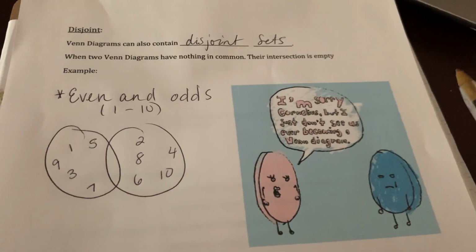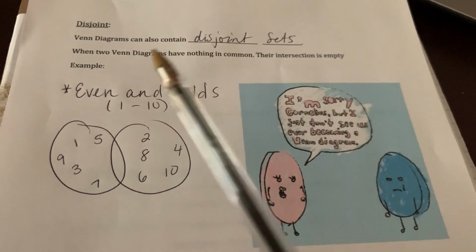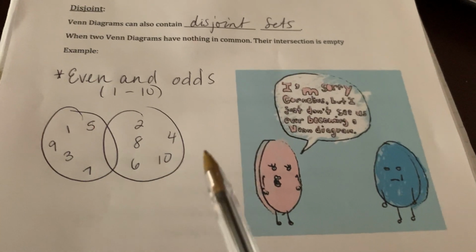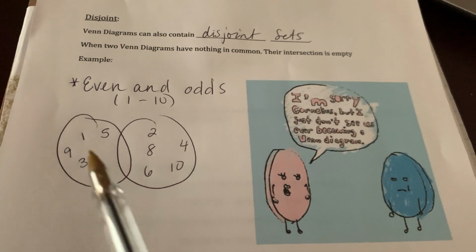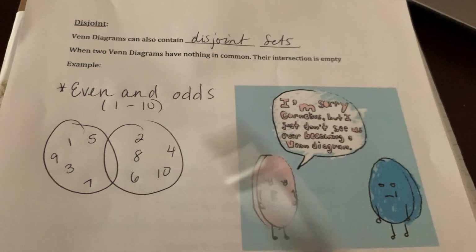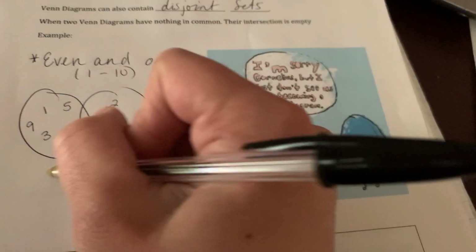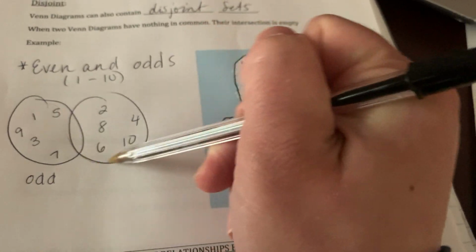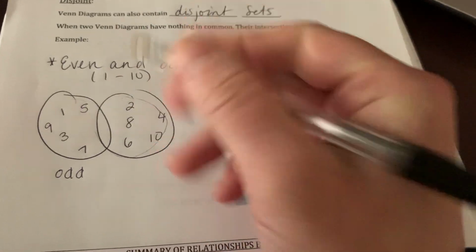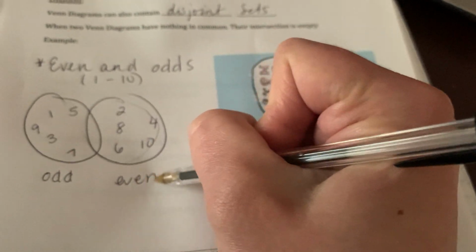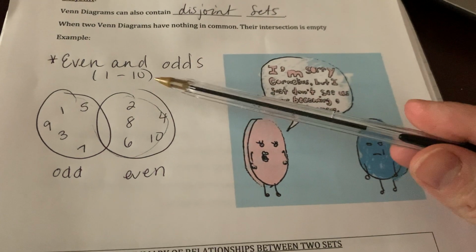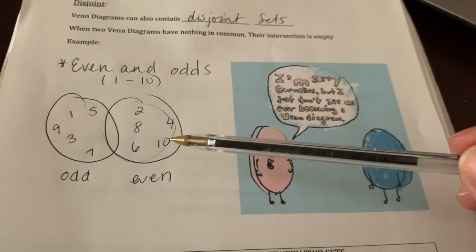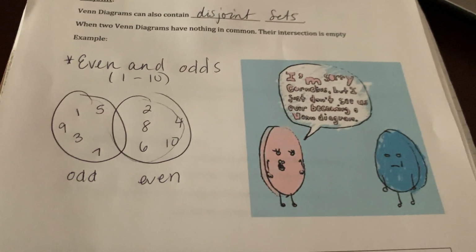Okay. Disjoint sets are when two Venn diagrams have nothing in common. Their intersection is empty. So here is a set of evens and odds, numbers 1 through 10. So if I make a Venn diagram and I make this circle the odds, so I draw a circle and then I draw another circle overlapping it. I would put 1 where the odds are, and I would put 2 in the evens. So 1, 3 goes in that, 4, 5, 6, 7, 8, 9, and 10. Notice they do not share anything.